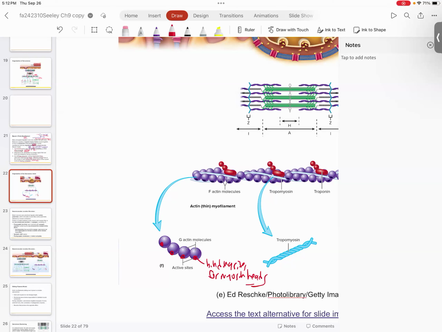In addition to that, you can see your tropomyosin, which is this long rope-like protein. Typically, what's going to happen is this tropomyosin, as it weaves through this, is going to cover up those actin sites and basically make them inaccessible. So that normally you cannot form cross bridges.